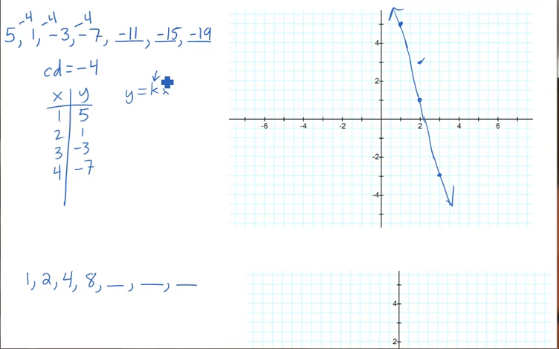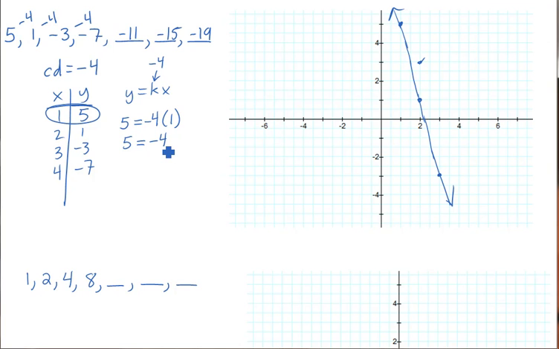K is the slope. The slope is the constant difference. So y equals negative 4 times x, and I can just choose any point, so we'll choose 5 and 1. So this is the point we'll test. 5 equals negative 4 times 1. 5 is definitely not equal to negative 4. Therefore, again confirmed, not direct variation.